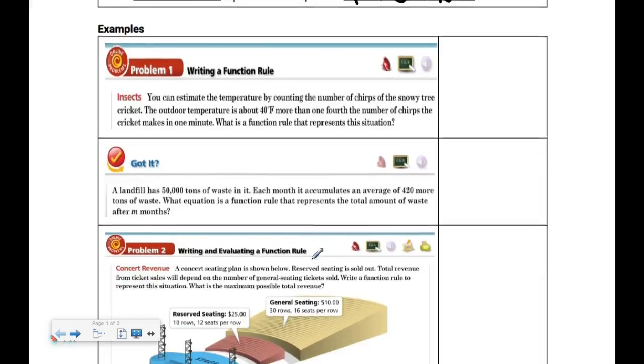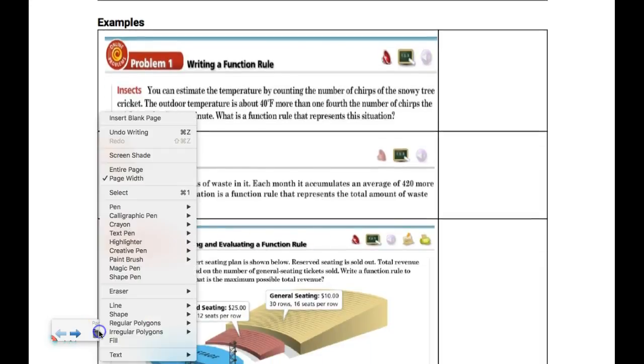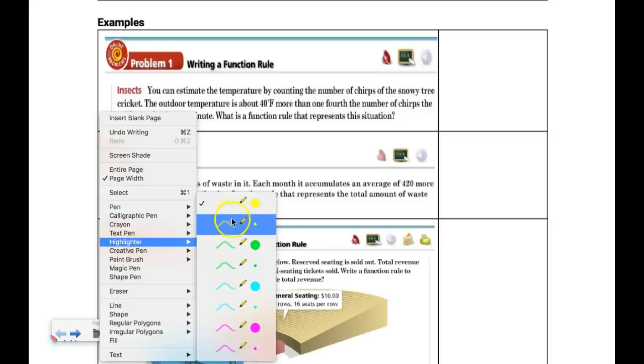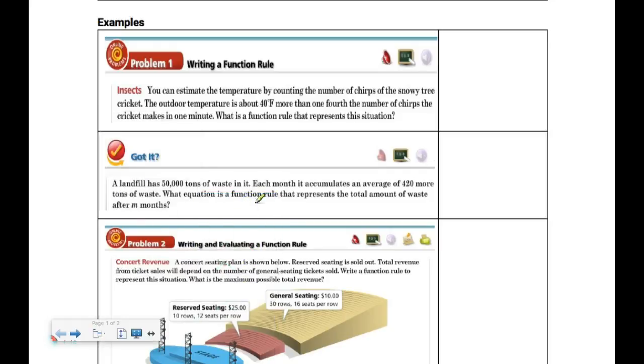Writing a function rule. So what you're going to be doing is identifying triggers in the word problem that identify certain operations. So you're looking for keywords and numbers to be able to put together a function rule, more or less an equation. So you can estimate the temperature by counting the number of chirps of the snowy tree cricket. The outdoor temperature is about 40 degrees more than 1/4 the number of chirps the cricket makes in 1 minute. What is a function rule that represents this situation?